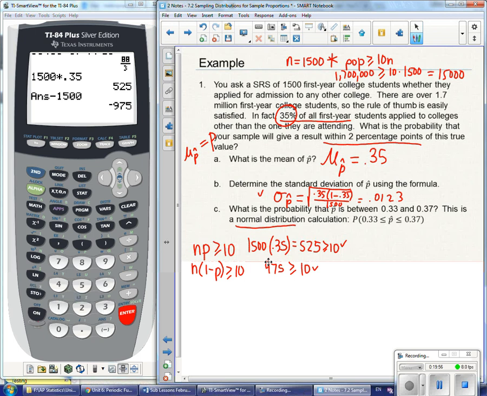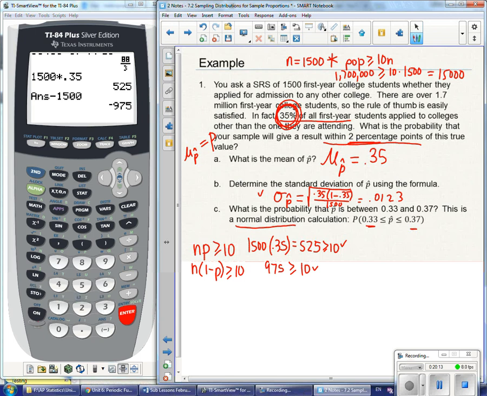If I want to calculate this probability, and this 33 and 37, if you think about the true population proportion is 35%, and we're looking for a value within 2 percentage points, so 2 less would be 33%, 2 more would be 37%. That's where this came from.